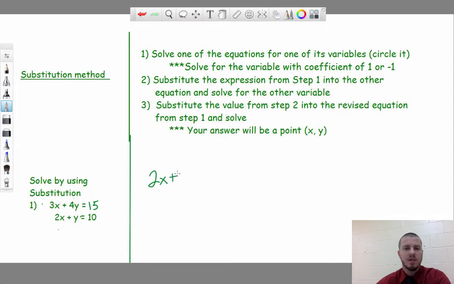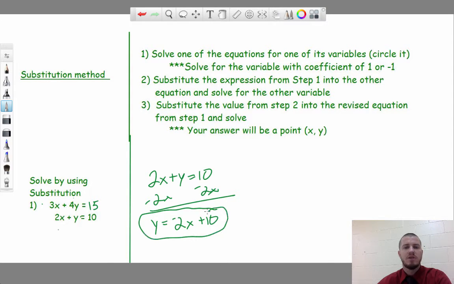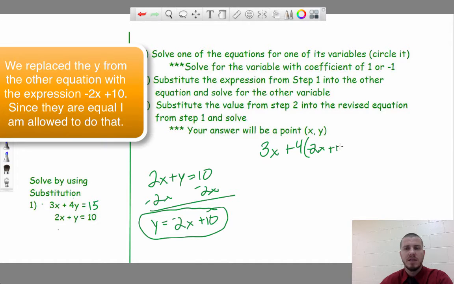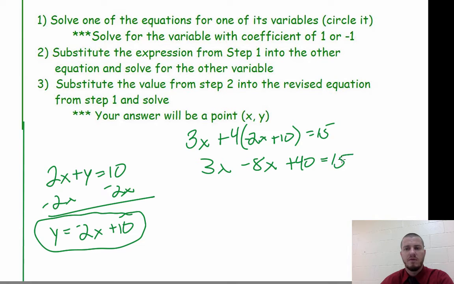So when I take this equation and I'm solving for y, I'm going to subtract 2x. And I have y is equal to negative 2x plus 10. I tell you to circle this because we're going to come back to that equation. Okay, we're going to go to step 2. Substitute the expression from step 1, that's the circled one, into the other equation and solve for the other variable. So when I plug it in here, I'm plugging it in for y. So instead of y, I'm writing negative 2x plus 10. And simplify. 3x minus 8x plus 40 is equal to 15.